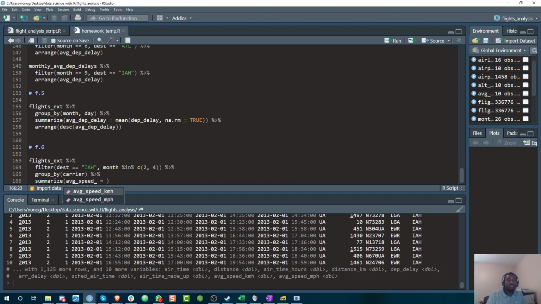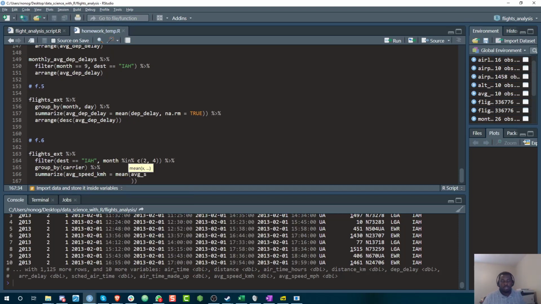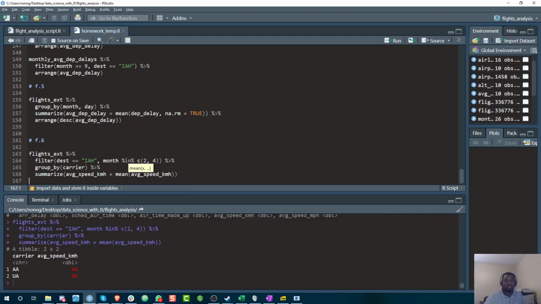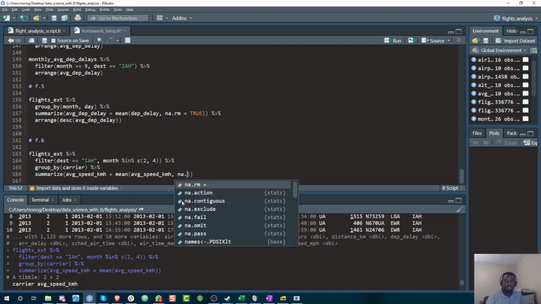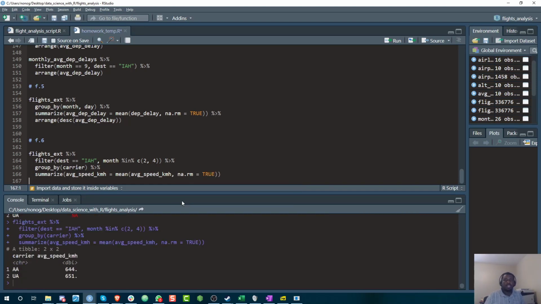I'm actually going to repeat it here. So let's do kilometers per hour. And this is equal to the average of, oh, that's not means, but mean. Oh yeah, so you saw there were some NAs there. NAs are the staple of big data sets.